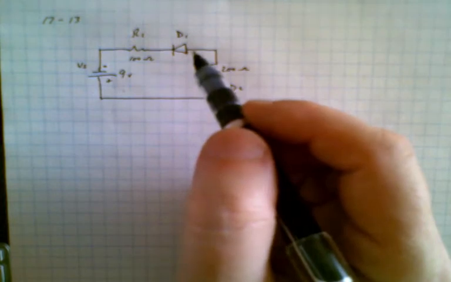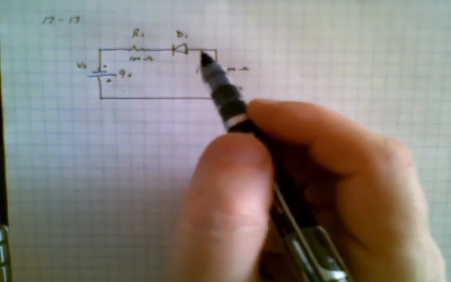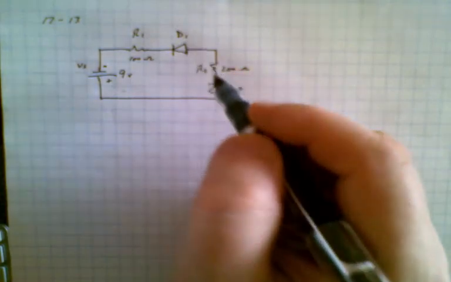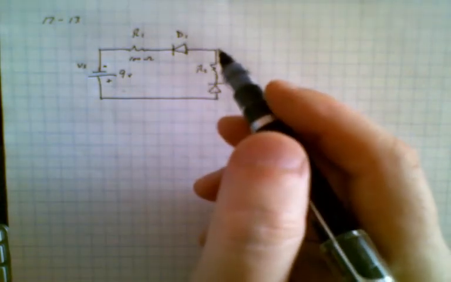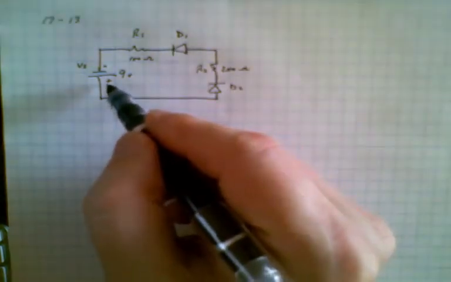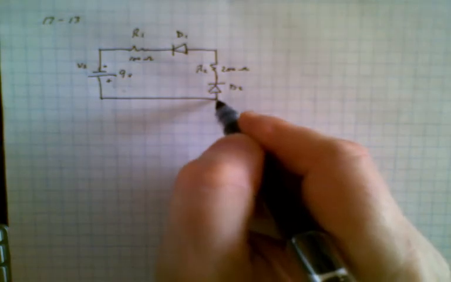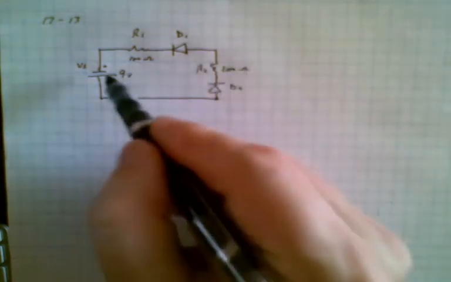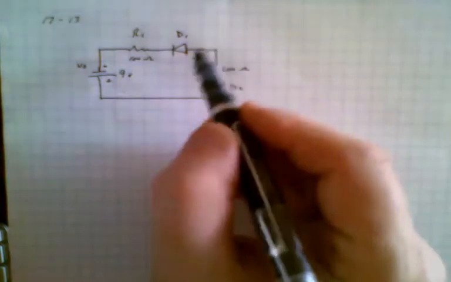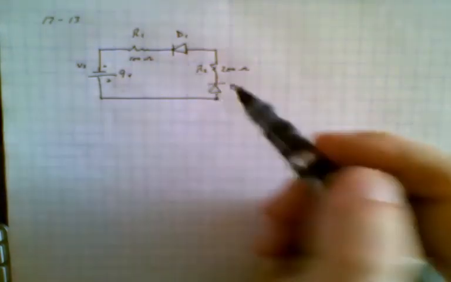Problem 1713. In this particular circuit, we'll notice that both diodes D1 and D2 are forward biased. That's because the positive end of the battery is attached to the anode of D2, and the negative end of the battery is attached to the cathode of D1.